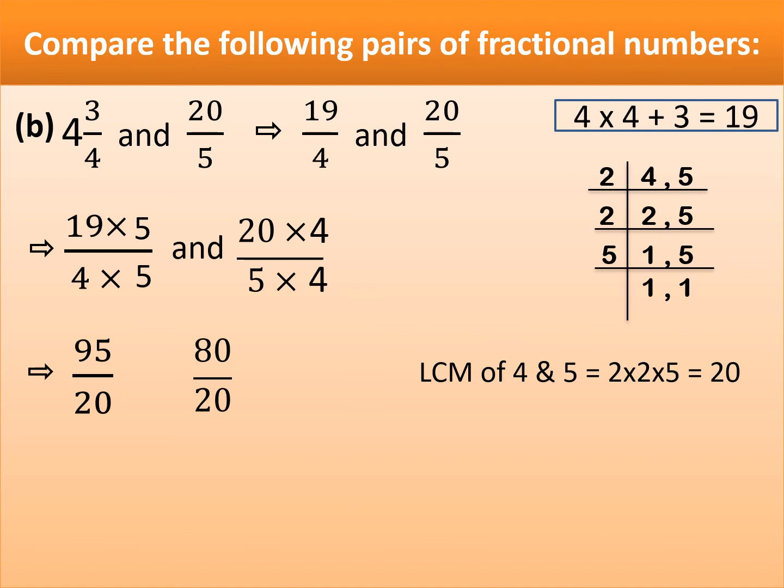Now denominators are same, so we can easily compare the fractions. As 95 is greater than 80, so 95 upon 20 is also greater than 80 upon 20. So 4 3 upon 4 is greater than 20 upon 5.